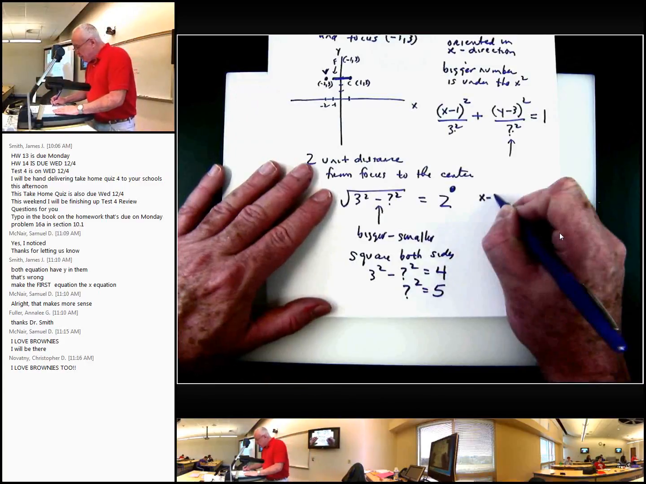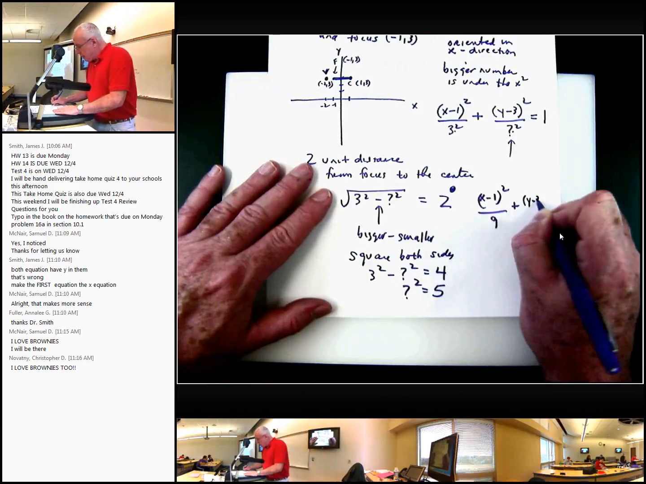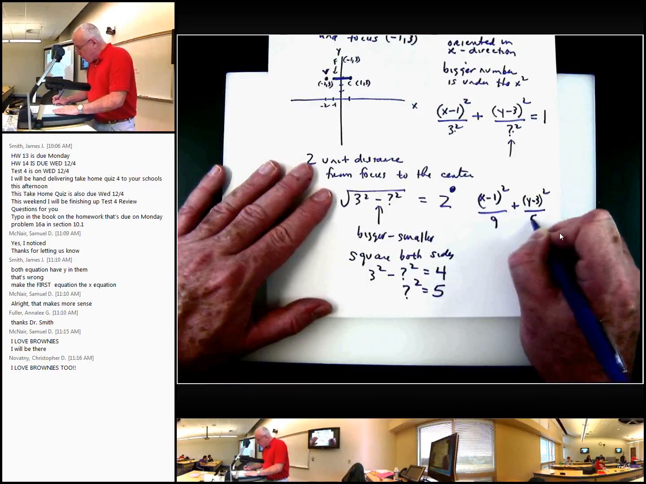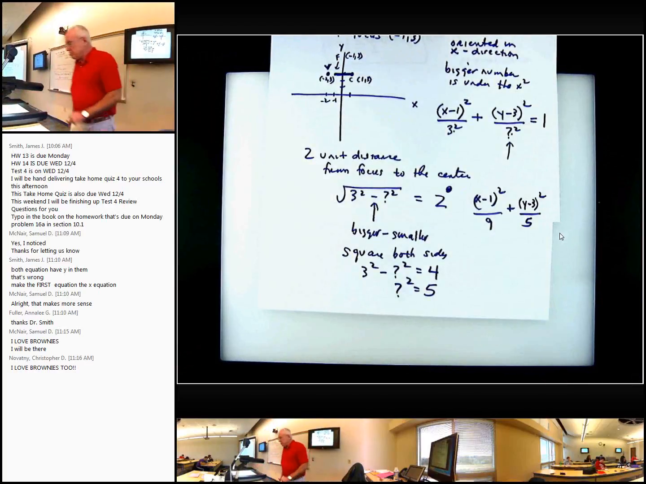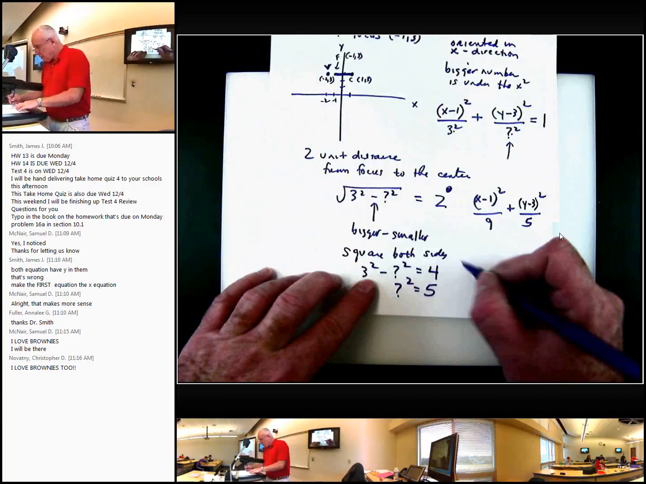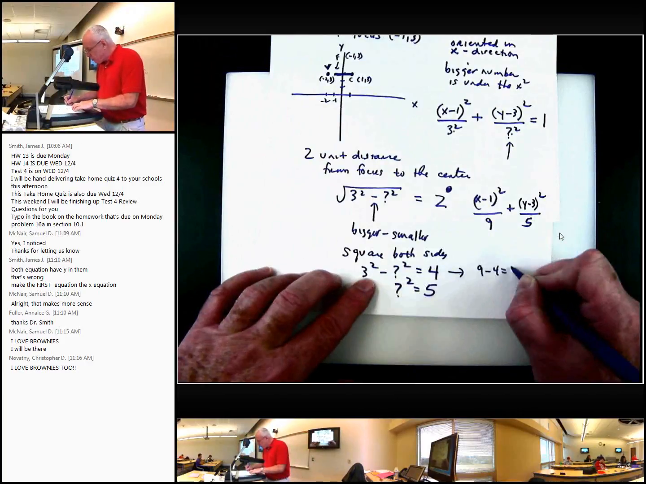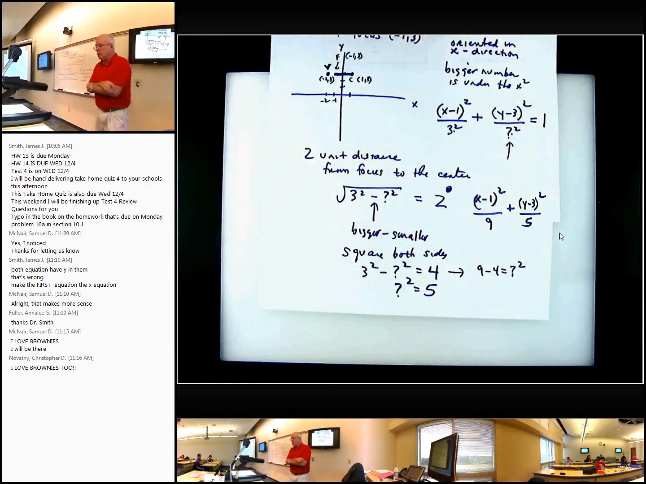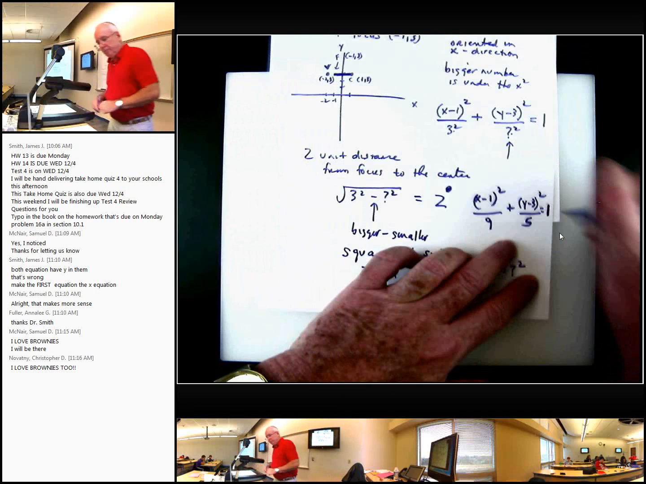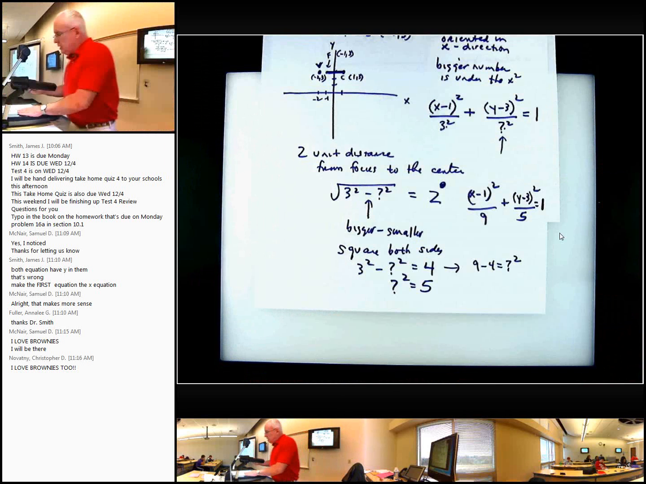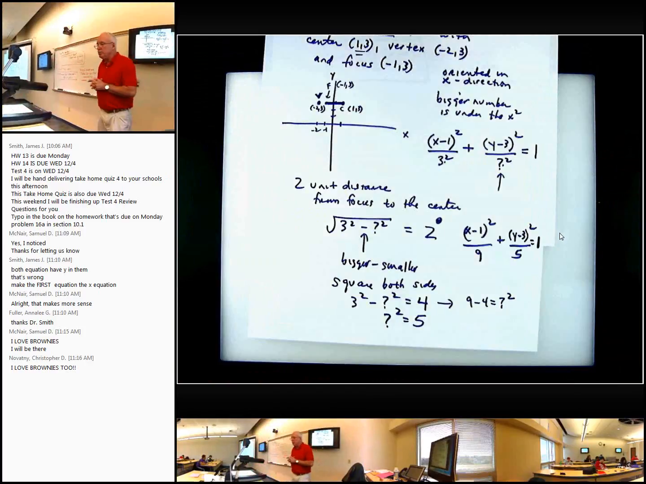So we have (x - 1) squared over 9 plus (y - 3) squared over 5. That's what the square of that question mark is. Because from here we got 9 minus 4 is equal to question mark squared, just doing the little algebra there. And then that equals 1. That's certainly all we need for the equation of the ellipse. We found both the numbers underneath there.